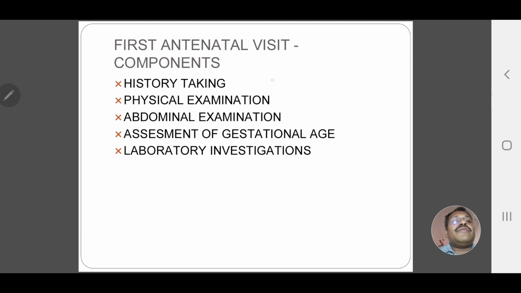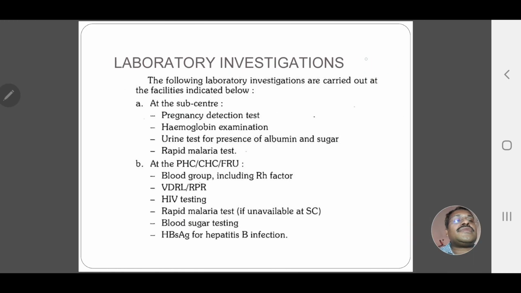So in the first antenatal visit, what are the things that will be done? The history taking, physical examination, abdominal examination, assessment of gestational age, and lab investigation. So what are the lab investigations we do? Pregnancy test, hemoglobin, urine test for albumin, sugar, rapid malaria test. This can be done at subcenter level itself. But when there is no lab in the subcenter, in the PHC there will be a lab. So there we can do blood grouping and Rh factor, VDRL, HIV testing, rapid malaria test, blood sugar testing, and HBs antigen for Hep B infection.